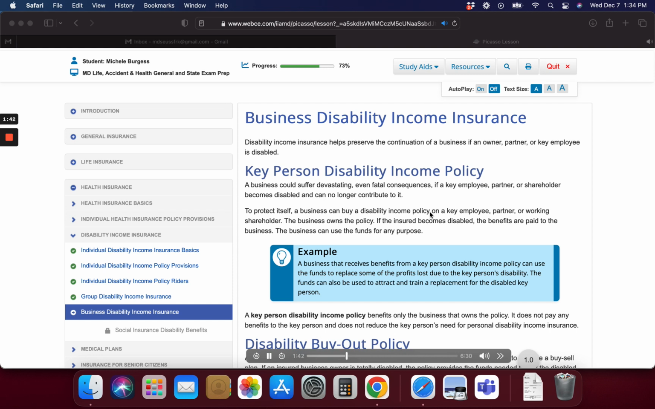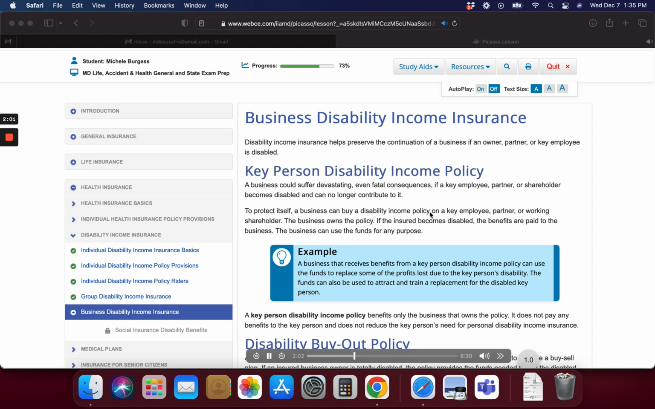Buying out an owner's interest in a business is not to be done hastily. For that reason, the elimination period of a buyout policy is much longer than with any other type of DI policy, 18 or 24 months, or even longer. The elimination period in an individual DI policy is usually 90 days.